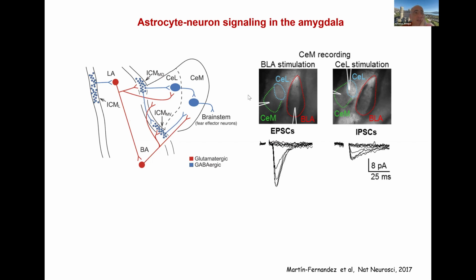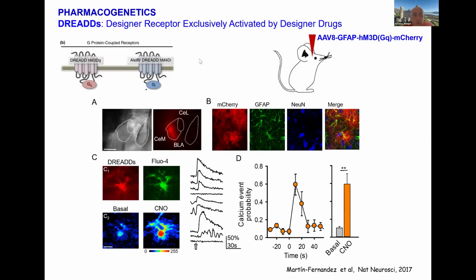We could record in brain slices the excitatory transmission from the basolateral amygdala, stimulating the basolateral amygdala and recording the neurons in the centromedial nucleus. And we could also record the inhibitory synaptic transmission from the centrolateral nucleus from neurons in the centromedial amygdala. And then we wondered what would be the effect of activating astrocytes on the synaptic transmission in these excitatory and inhibitory terminals in the centromedial nucleus.